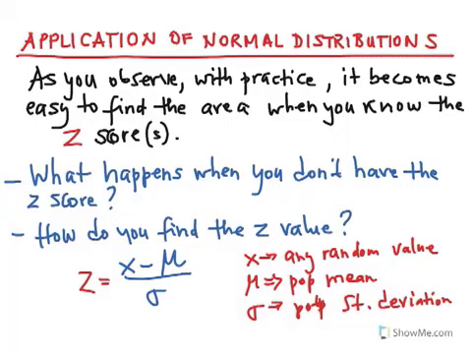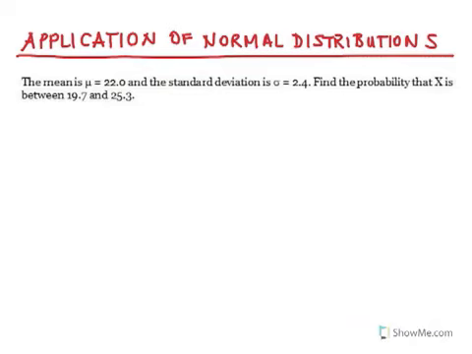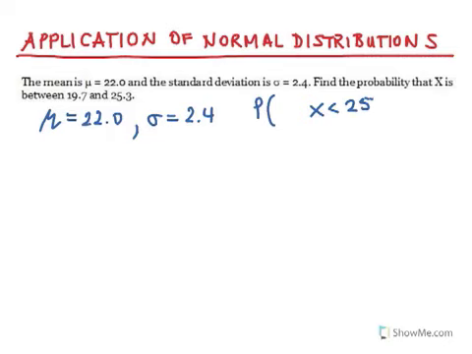Let's talk about and solve some problems now. So let's find the area now when we don't have the z-score. Let's say we have the mean and standard deviation. So the mean is mu equals 22 and standard deviation equals 2.4. Okay, so that's all we have right now. Let's find the probability that x is in between 25.3 and 19.7.